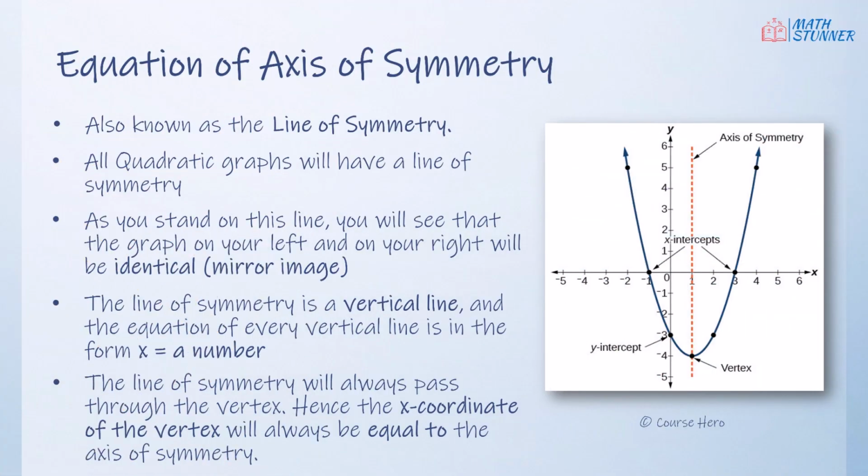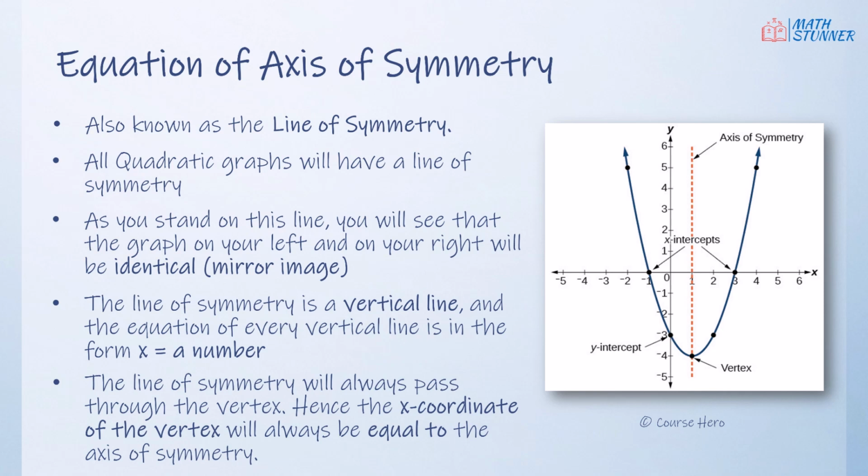The axis of symmetry is also known as a line of symmetry. All quadratic graphs definitely have a line of symmetry as they are parabolic in shape. As you stand on this line of symmetry, you will see that this line will cut your graph into two exactly identical mirror images. Meaning, you would see the exact identical copy of the curve on your left side and on your right side.